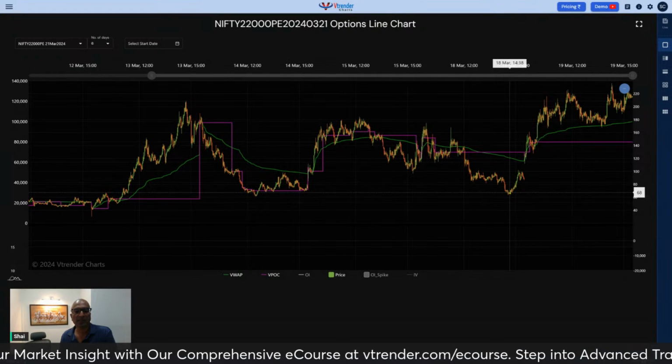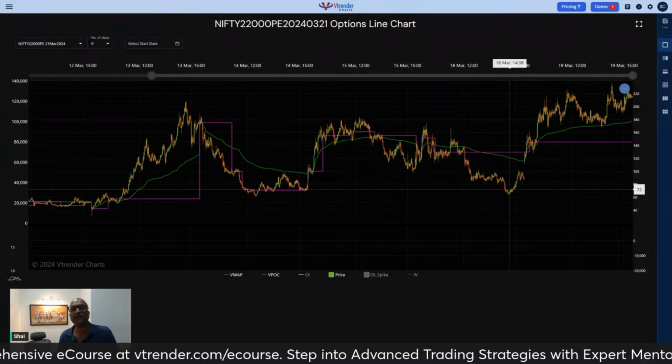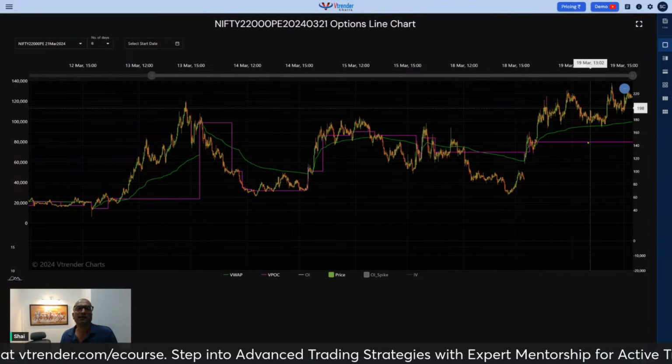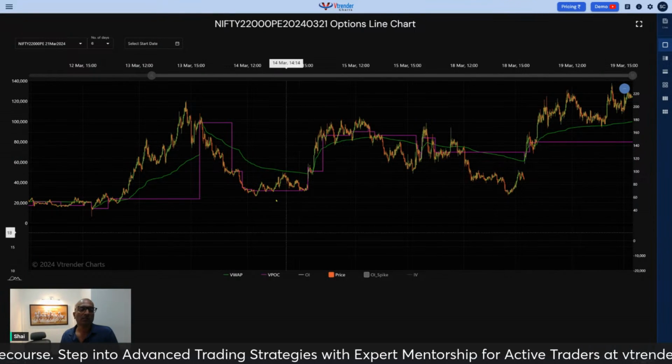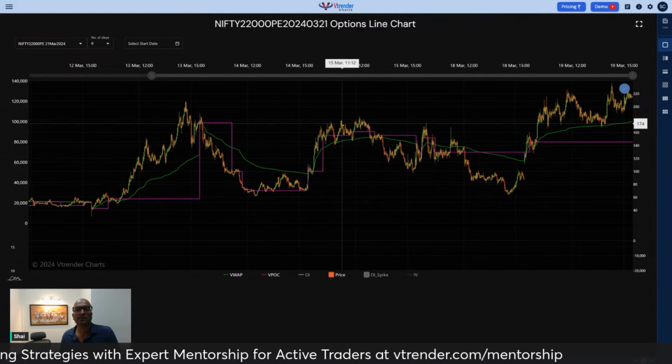Again, it touched this level of 70. And I told you it is a zone. It's not just a perfect line in the sand. And it bounced off that level. Now, why did it bounce off? Because there was a previous buyer attempt here at this zone.